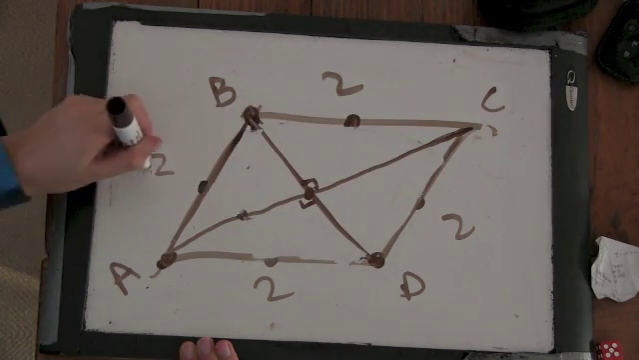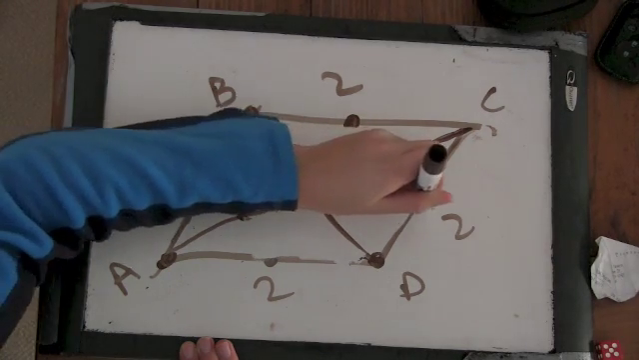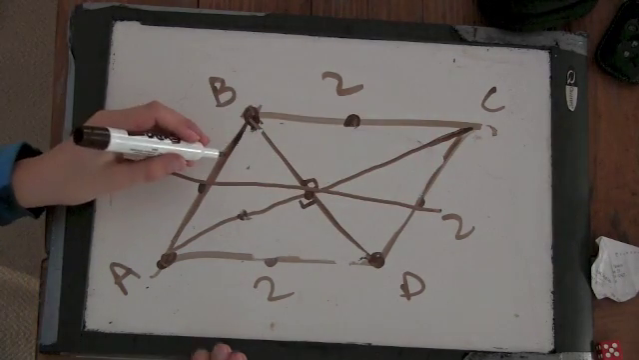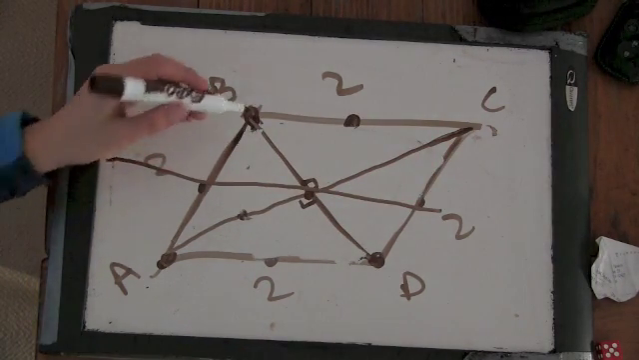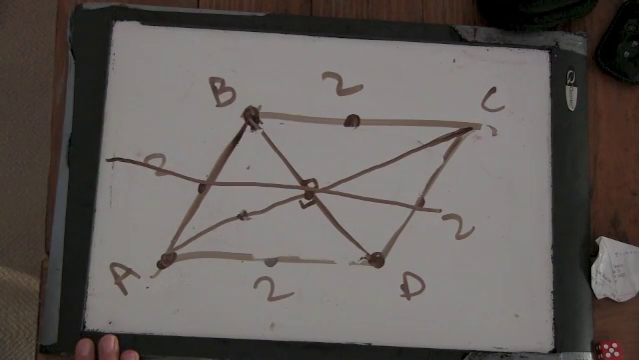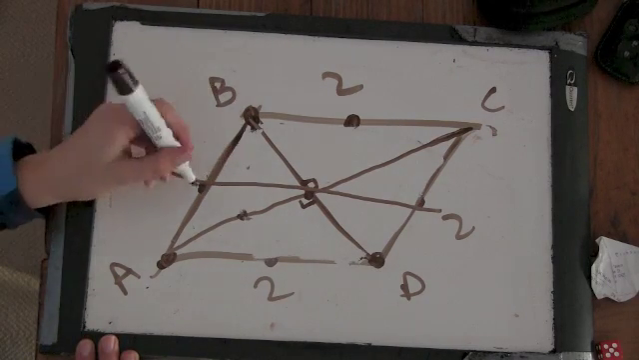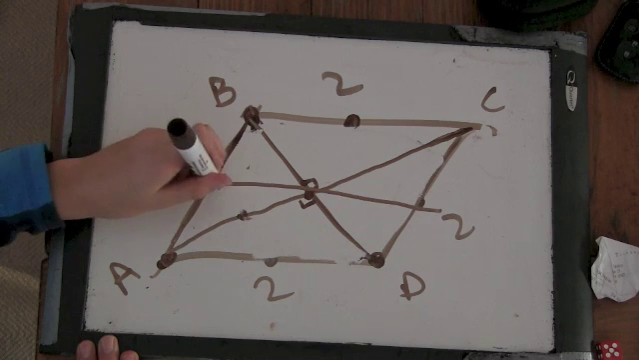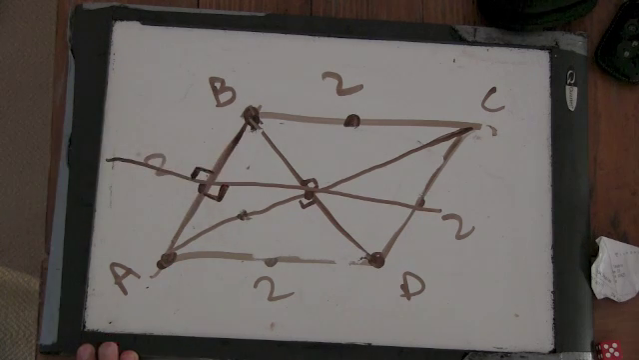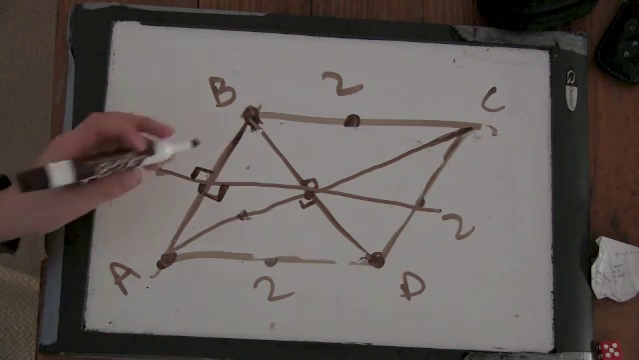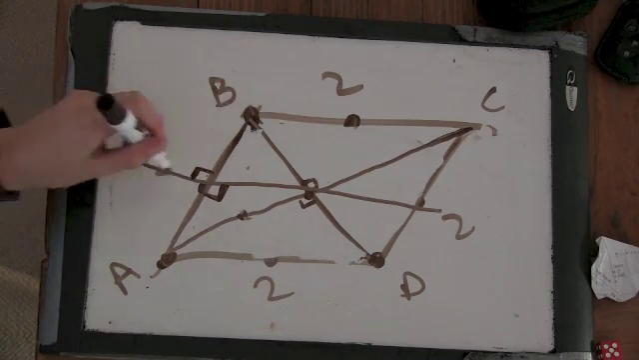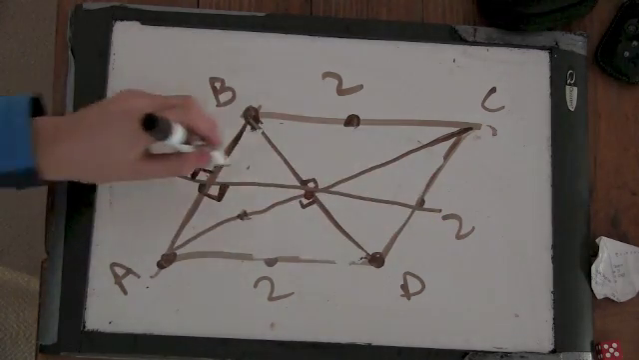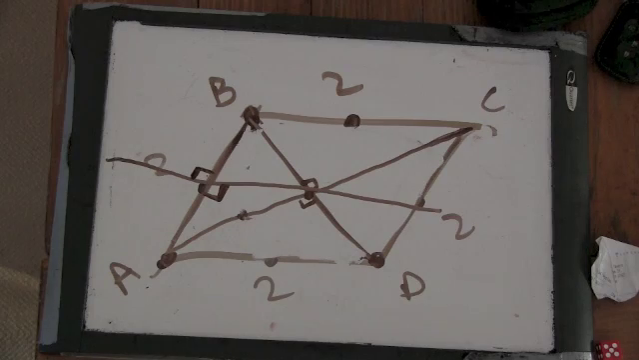Something like this. And then, well, actually, yeah, it would have to be running like this and perpendicular. So this would be the set of points that are the same distance away from B and A. Okay, it would have to be the perpendicular bisector of that.